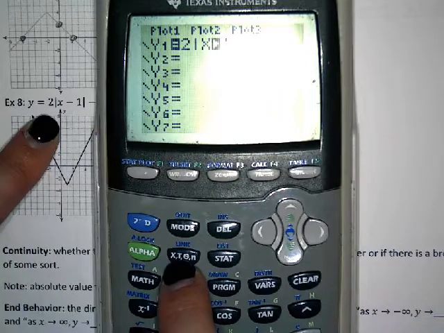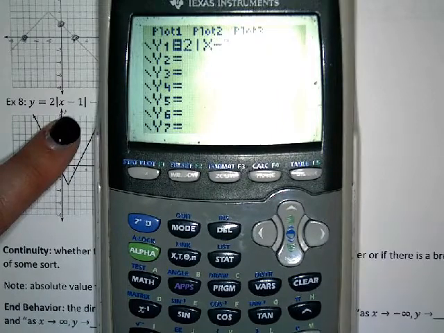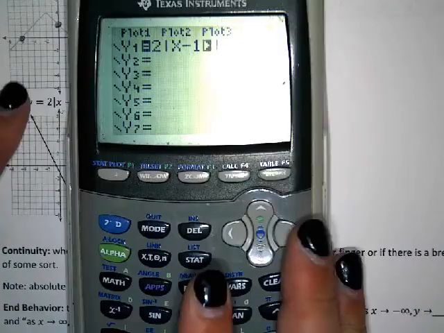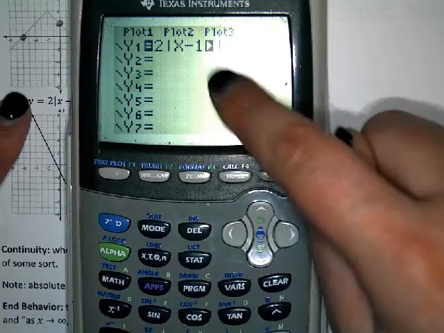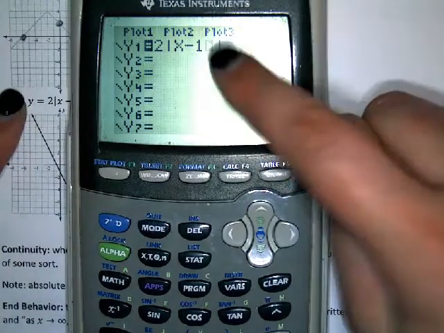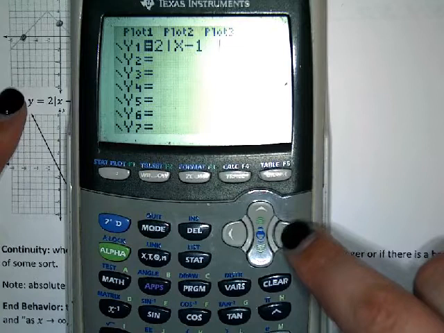And then we're going to type minus 1. X minus 1. Everyone got that? Now, we want to get outside of the absolute value sign. Cadence, you want to get outside of that parenthesis you have. So we're going to hit the right arrow to get outside of that absolute value sign.